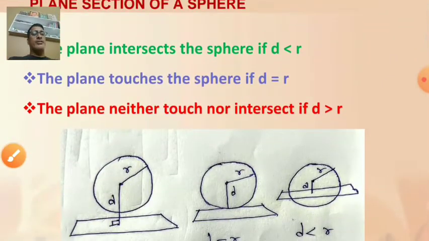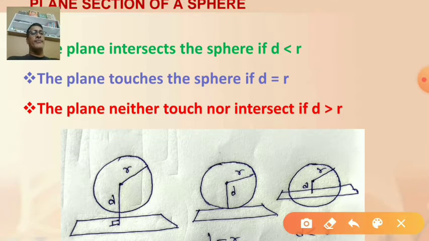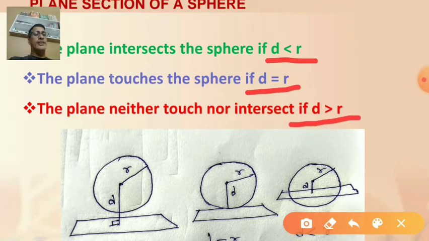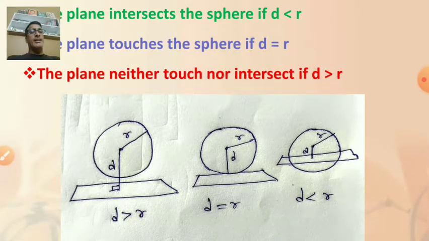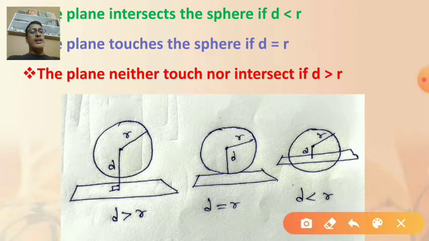So here there are three different cases. One is d less than r, another is d is equal to r, third case is d greater than r. Here what is r? Radius of the sphere. And what is d? d is perpendicular distance from the center of the sphere to the plane.